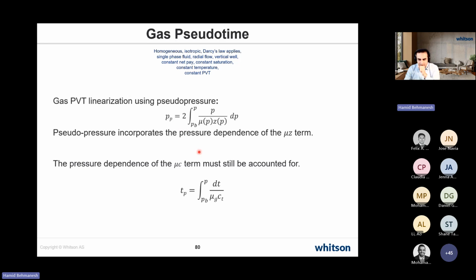The other transformation that we need to do is the pseudo time. It's a little bit more involved in terms of the math and how it is calculated.